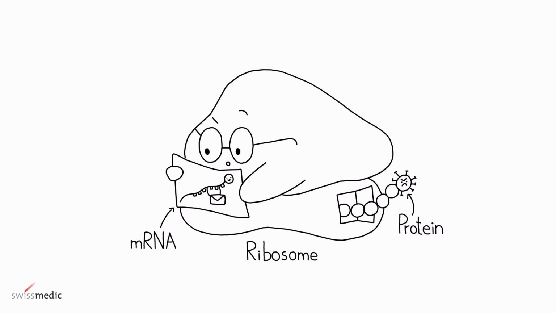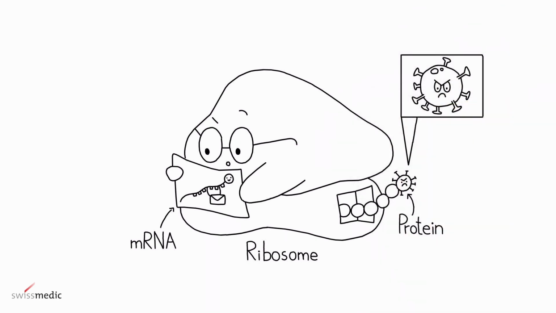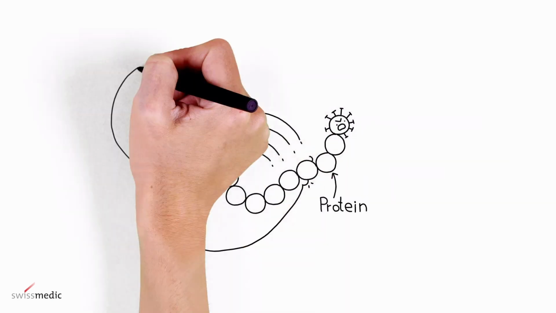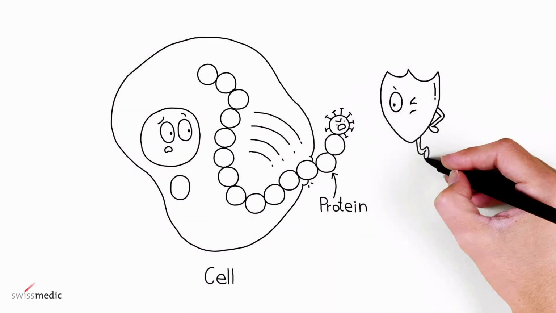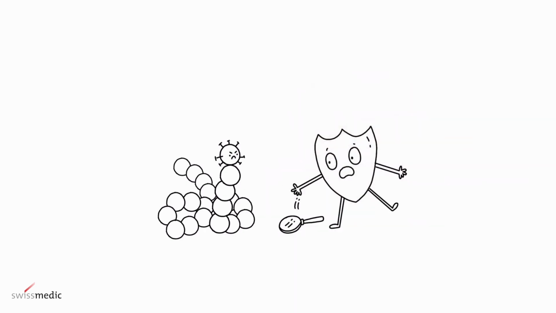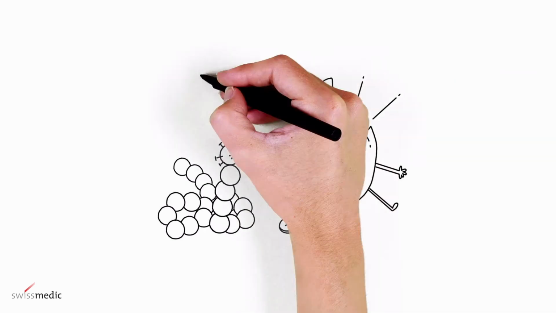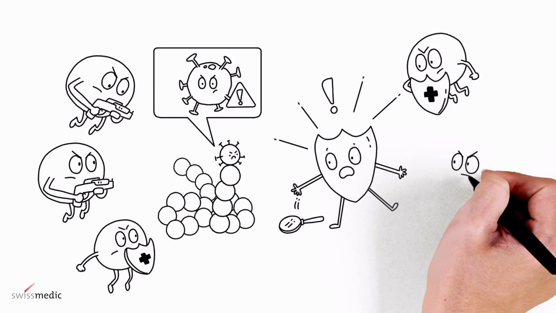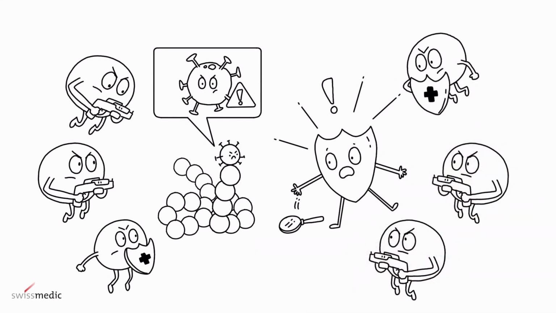The vaccine contains the instructions for making the protein of a pathogen. The newly produced pathogen protein is transported to the surface of the cell so that it can be presented to the immune system for inspection. The immune system recognizes that it is a foreign protein which may belong to a dangerous pathogen and therefore needs to be eliminated. The immune system responds by unleashing a whole arsenal of defense mechanisms.